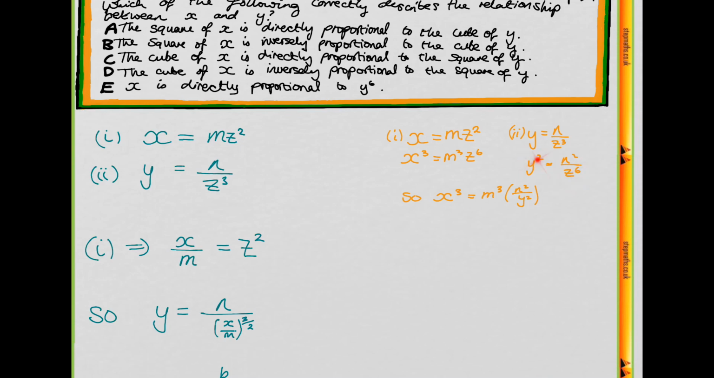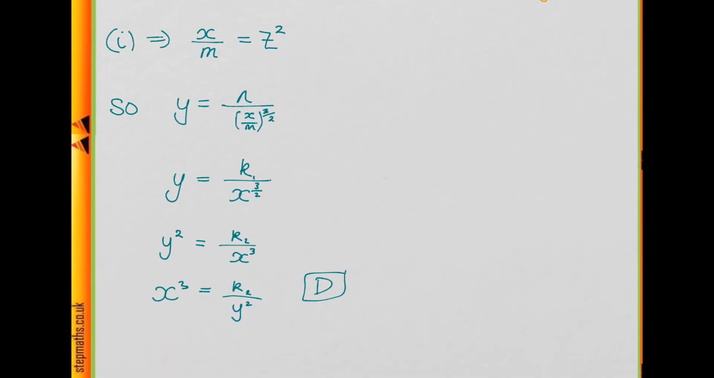If we rearrange this, we get z to the 6 is equal to n squared over y squared comes down here. So we'll write this out, x cubed is equal to m cubed, z to the 6 we've taken from here, and we get something which looks like this. Remember that we don't really mind about the constants, so the m cubed, n squared, we don't really mind about that, so we get that x cubed is inversely proportional to y squared. So we get the same answer of D.